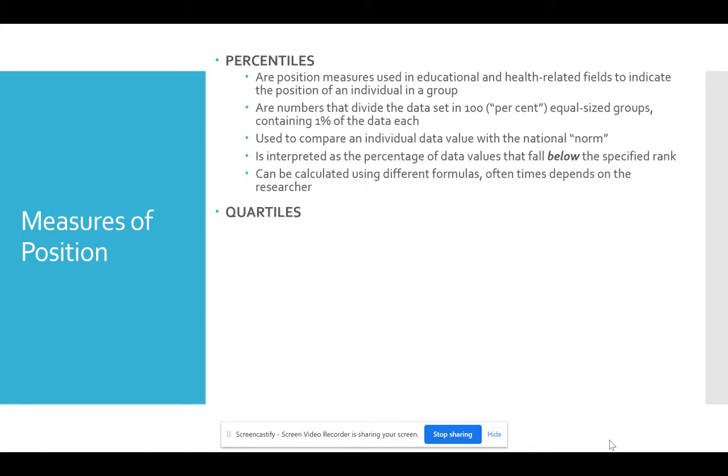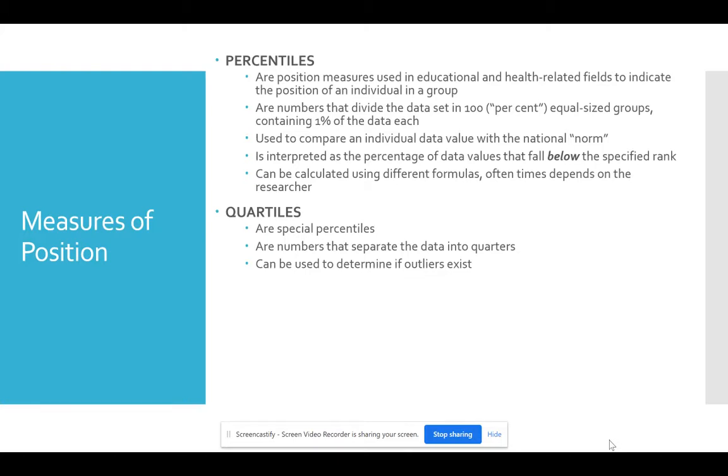We are going to focus on a subcategory of percentiles called quartiles. Quartiles are special percentiles. It's a subcategory, and it separates the data into 4 different groups, or into quarters, so that instead of having 100 equal-sized groups, you'll have 4 equal-sized groups, and each group contains 25% of the data.